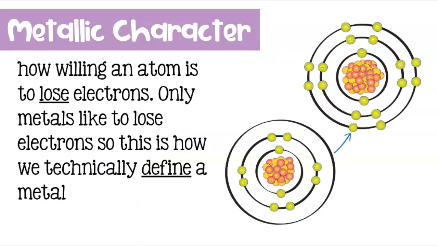That means there is higher electronegativity for smaller atoms like fluorine, so the ionization energy and electronegativity have the same trend. Metallic character, on the other hand, is how willing an atom is to lose electrons. Only metals like to lose electrons, so this is how we technically define a metal.